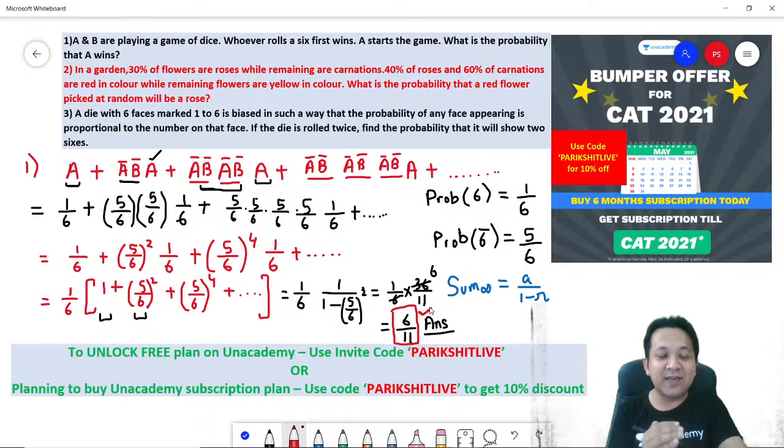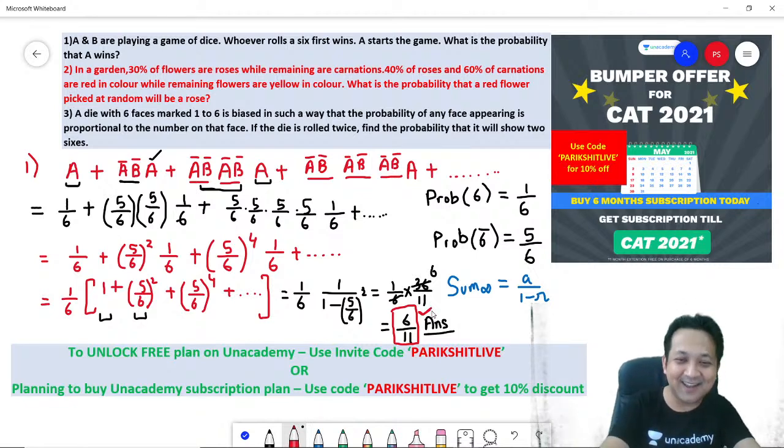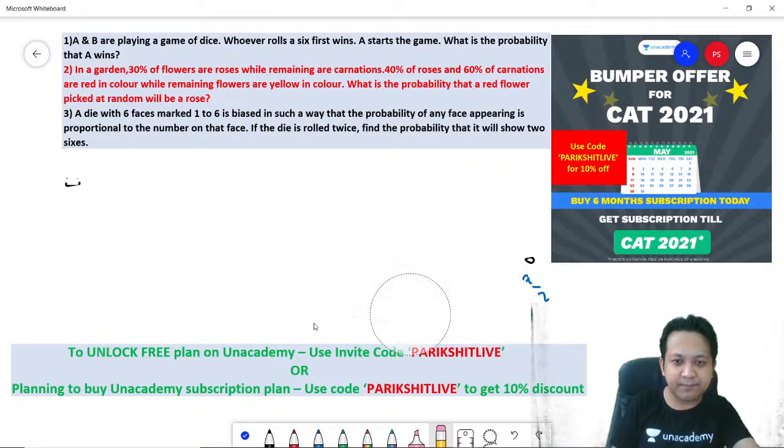It means if there were answer options for this question and there was only one answer option where the answer was greater than 50%, that would have been your answer, because A is starting the game, so he has a higher chance of winning. Correct? So the answer for the first one is 6 by 11. Let's look at the second one.